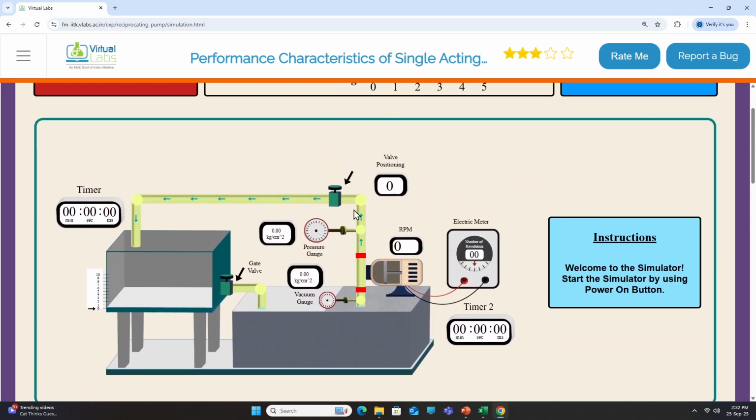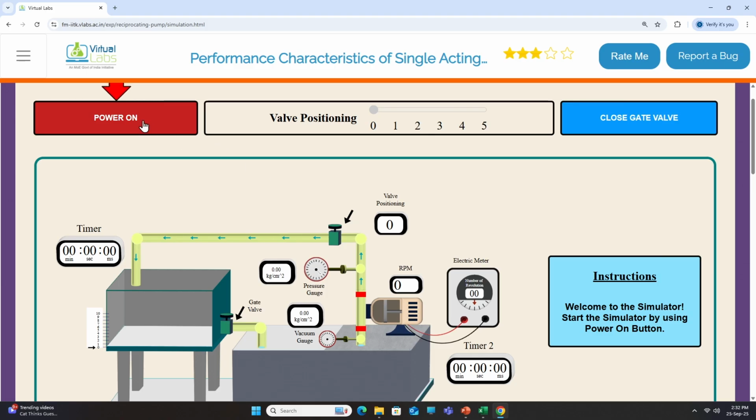Now, let me run the experiment. Switch on the power first. It has started, reciprocation has started. You can now see the fluid is coming here. Valve position at position 1.